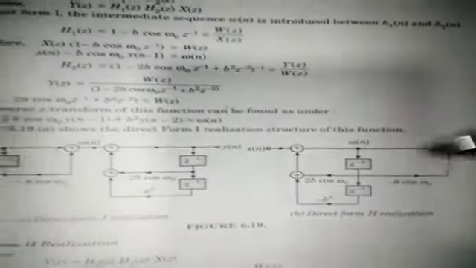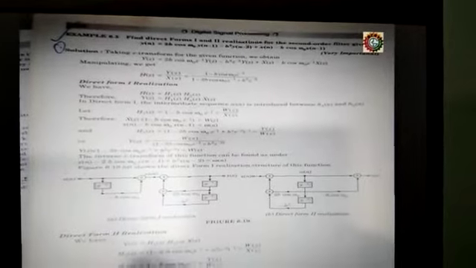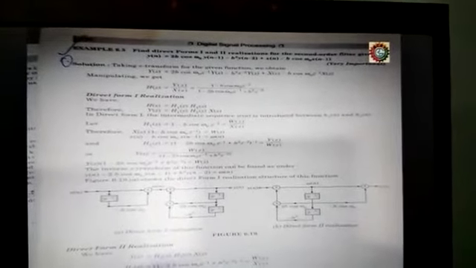In the next video we will go through this problem and many more problems on filter structures. This is only of the direct form 1 and direct form 2. There are a number of structures of IIR as well as FIR filters. So later on we will see in the next video the other numericals of these filter structures.